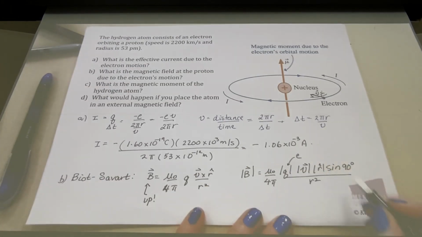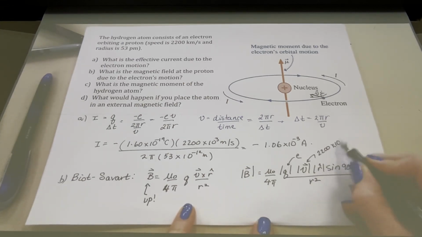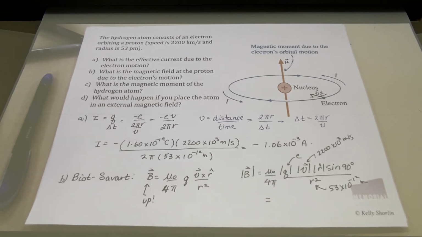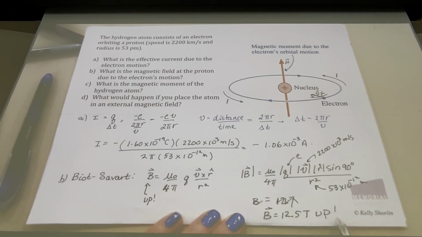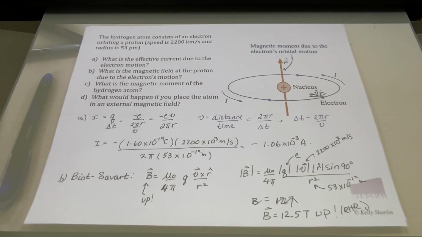So that's our fundamental charge. V is 2200 times 10 to the 3 meters per second. R is 53 times 10 to the minus 12 meters. So our magnetic field that we get is 12.5 Teslas, and it points straight up. We got that direction with the right-hand rule. That's a very big magnetic field, right? Most magnetic fields are teeny tiny, 10 to the minus 3, 10 to the minus 5. So that's a big field created by that moving electron.